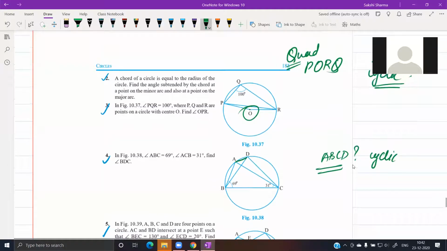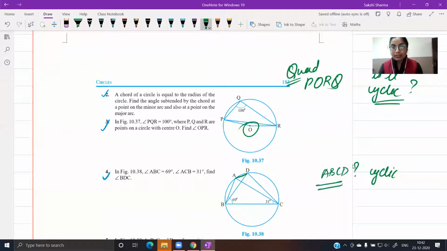Yes, ma'am. और अगर आपको प्रूव करना है कि कोई क्वाड्रिलेटरल साइक्लिक है, if we want to prove that, we can just prove that the sum of the opposite angles is 180, then we can say that the quadrilateral is cyclic. That's the last theorem that we had.